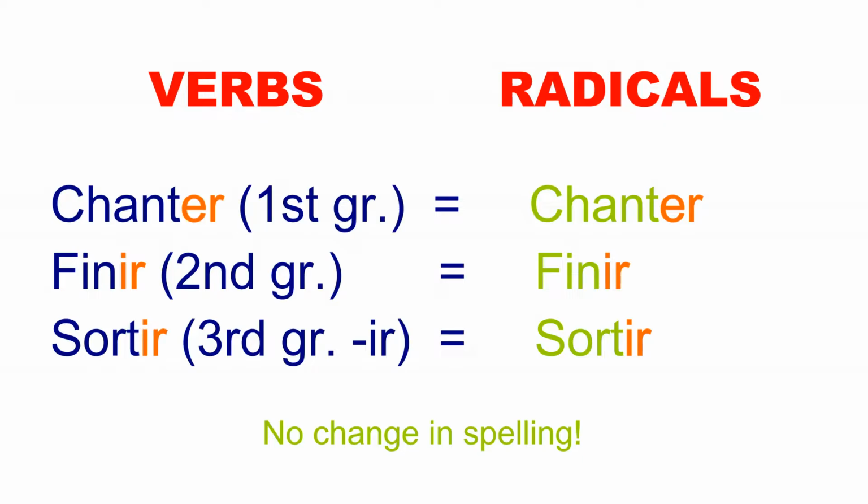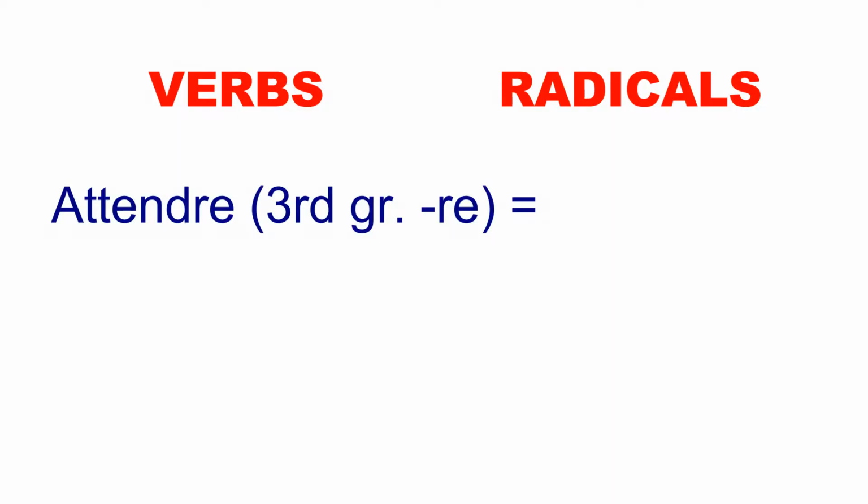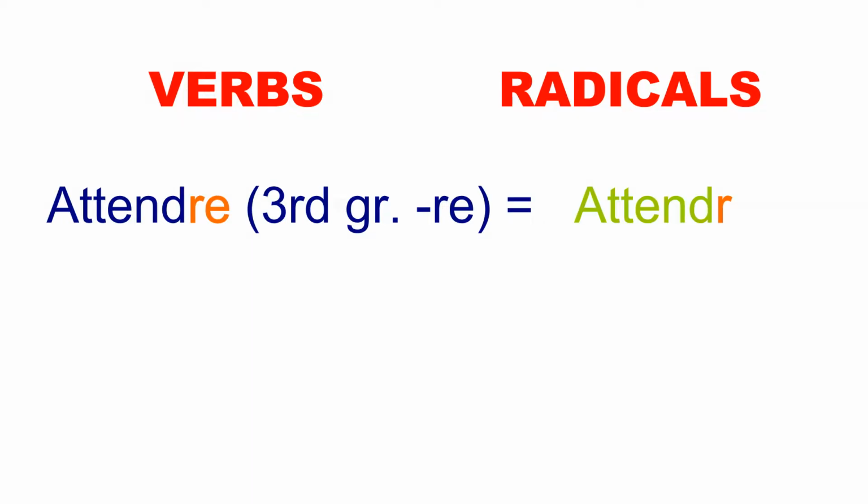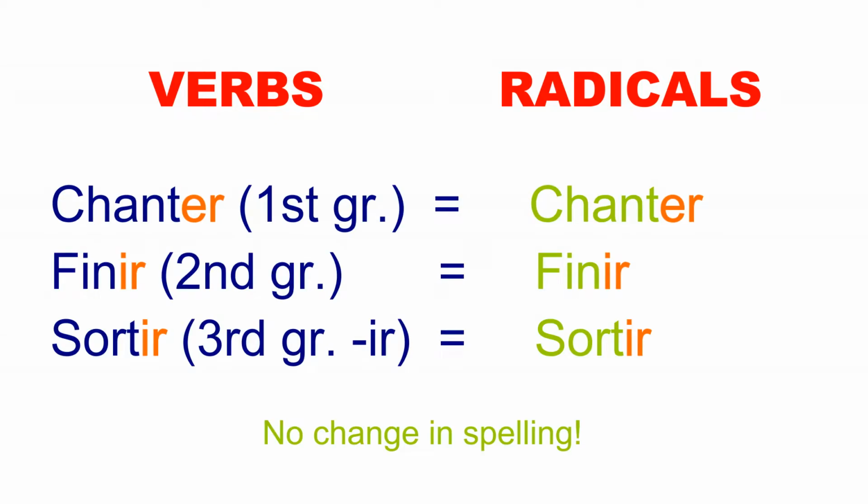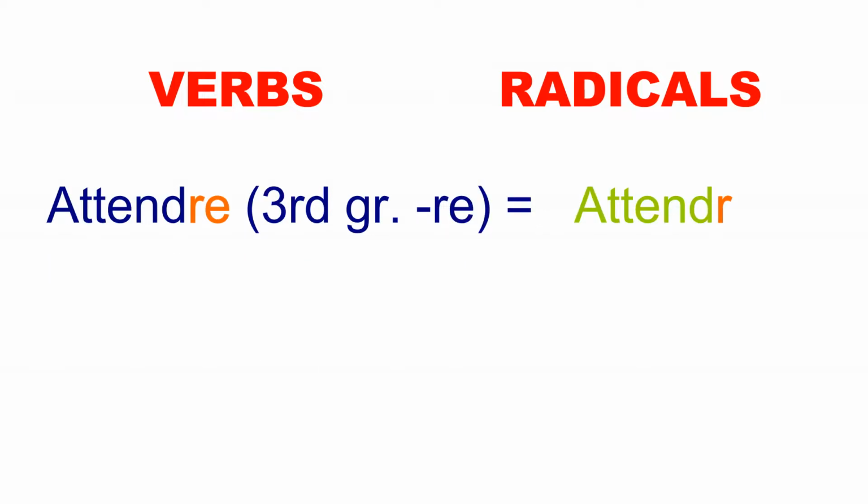No change in spelling. Now let's check out how to form the radical for third group RE ending verbs. Let's take attendre, which ends with RE. Just remove the final E and you get the radical for futur simple. So we will not change the spelling of first group verbs, second group verbs and third group verbs ending in IR, and we will just remove the final E from any RE ending third group verb.